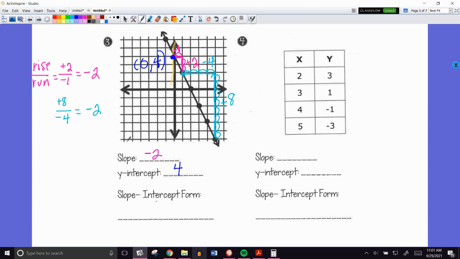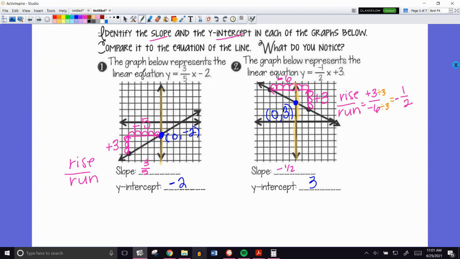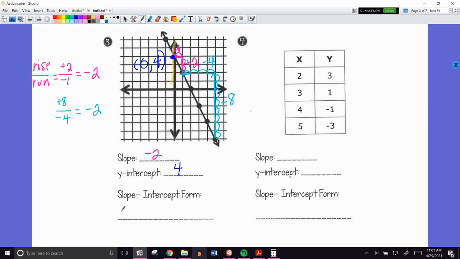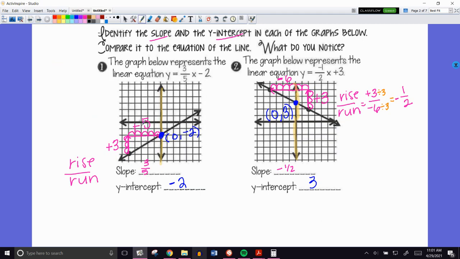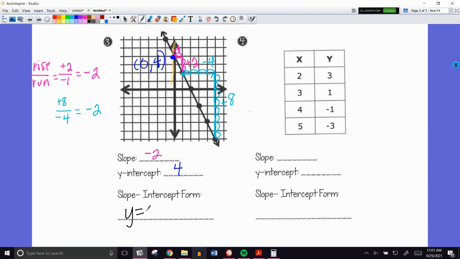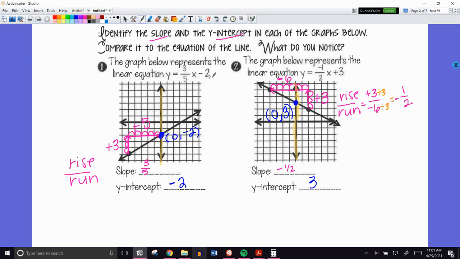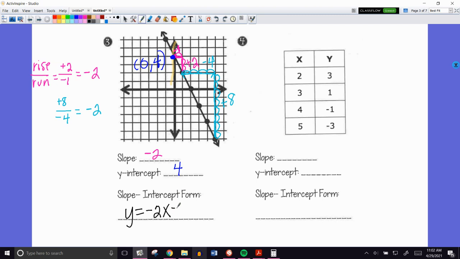And when I put this together, if I look back at my top examples, it was y equals, then my slope and then the x. So my slope is negative 2 and then the x. And then I put my y-intercept. So here I have a positive 4, so I'll put plus 4. So now my equation matches my graph.